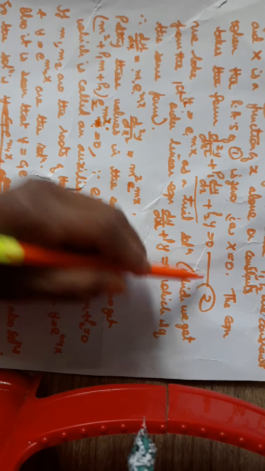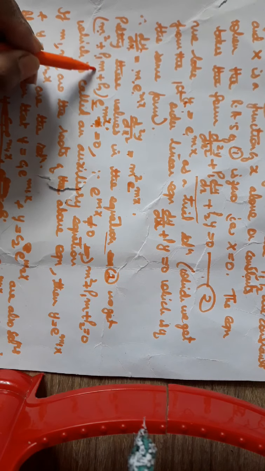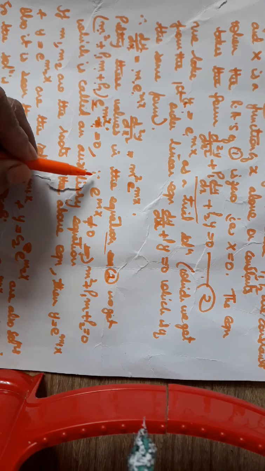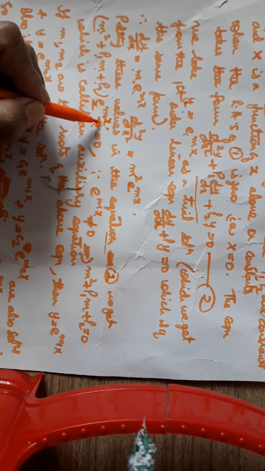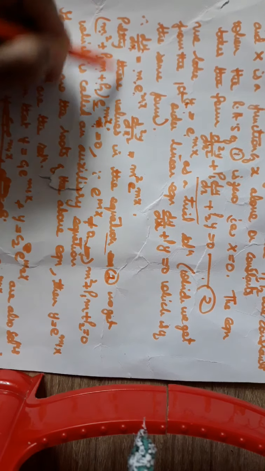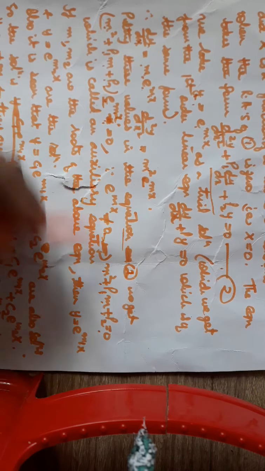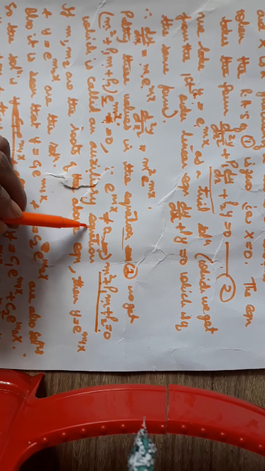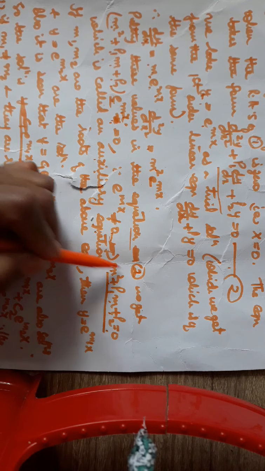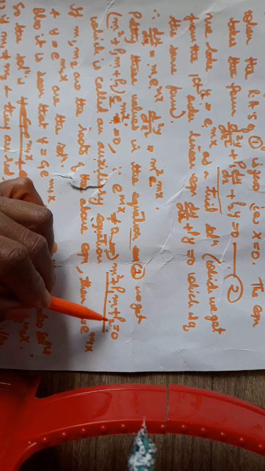So after substituting here, we get (m² + p1 m + p2) e^(mx). And since this e^(mx) can never be equal to 0, it implies that the term inside the bracket, that is m² + p1 m + p2 = 0. And this is called an auxiliary equation. Now from here you have to solve it and find out the roots of this equation.